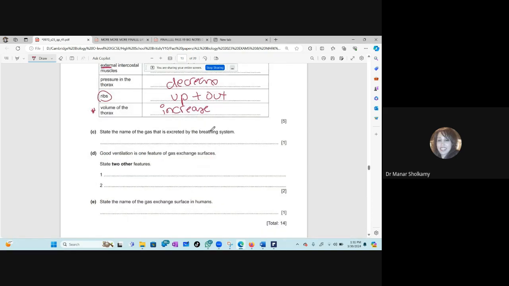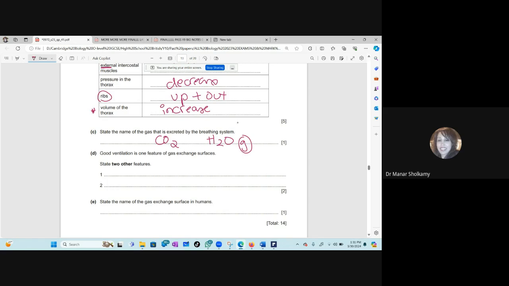State the name of the gas that is excreted by the breathing system. Now, this is so easy. Carbon dioxide. Very good. If you give me the name of another gas, what else is excreted? Water vapor. Excellent. Yes. Very good. H2O gas, water vapor.